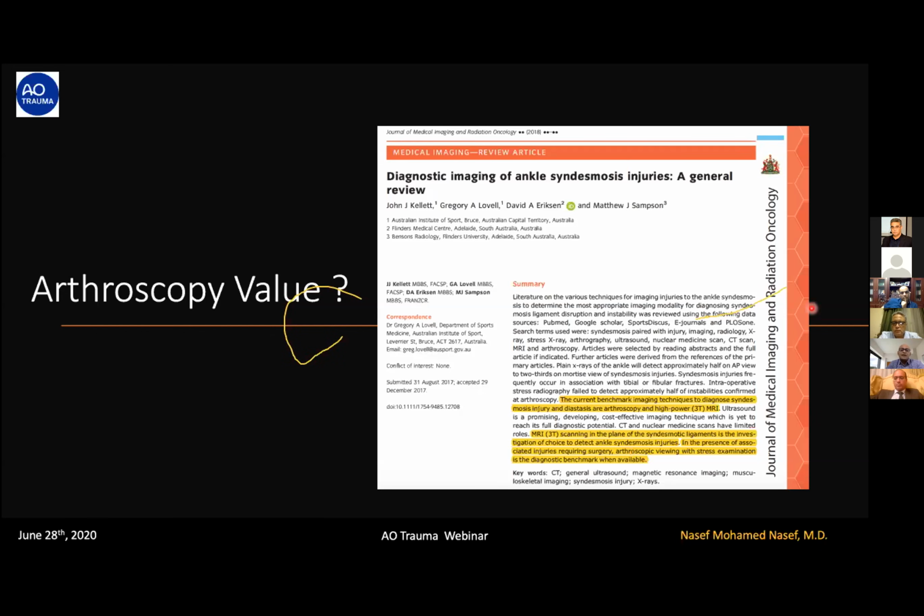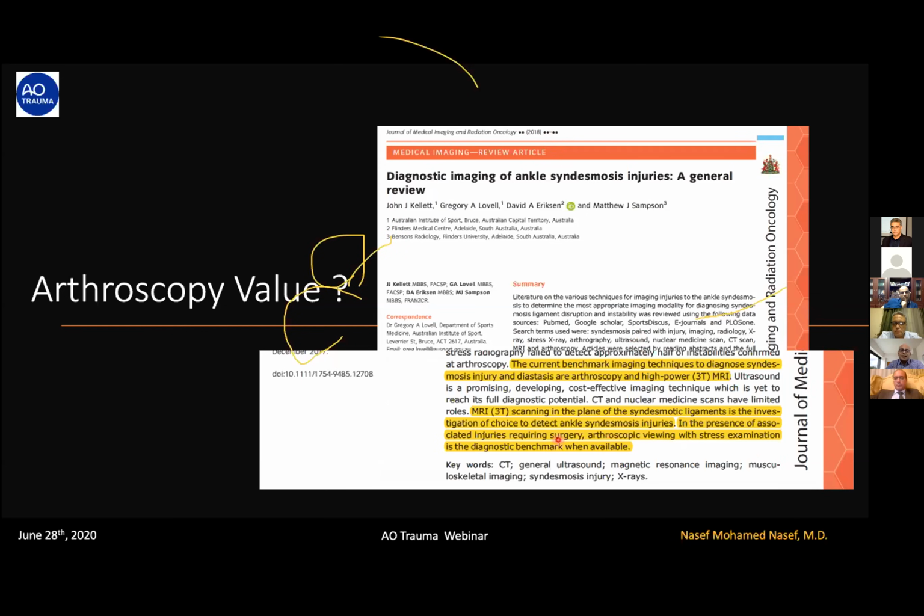And this is a very nice review article that came out in 2018. They decided that MRI 3 Tesla in the plane of the syndesmotic ligaments is the investigation of choice for ankle syndesmotic injury. However, in the presence of associated injuries like fracture, arthroscopic viewing with stress examination during the arthroscopy is the diagnostic benchmark. And this was a radiology paper, so it showed that they are not sure of their own radiology as opposed to arthroscopy. And of course, that changes the picture.